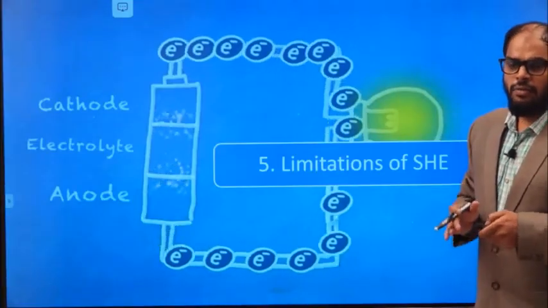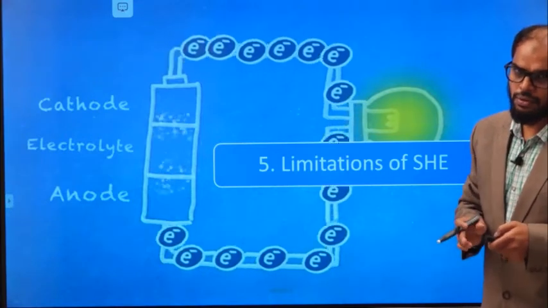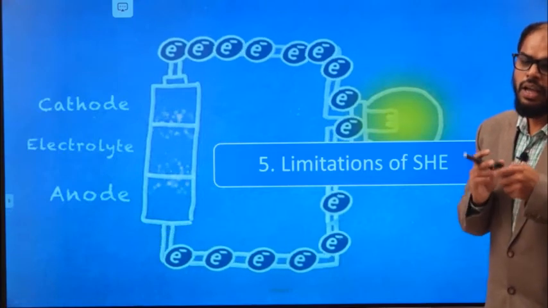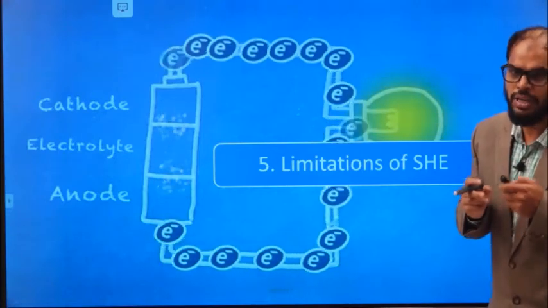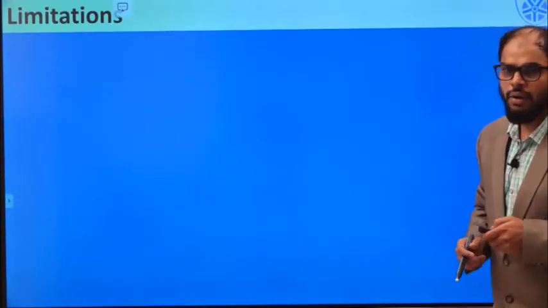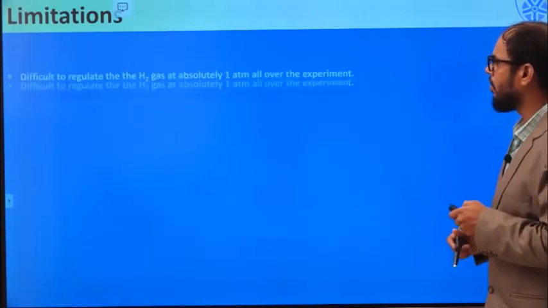And we have got some limitations with this reference electrode. Though with this reference electrode we can find out the electrode potential of any unknown electrode at standard conditions, it has some limitations. Let us see one by one the limitations of the SHE electrode.